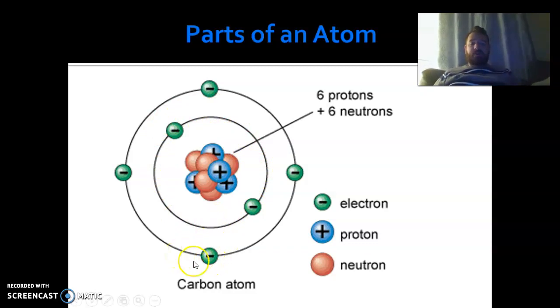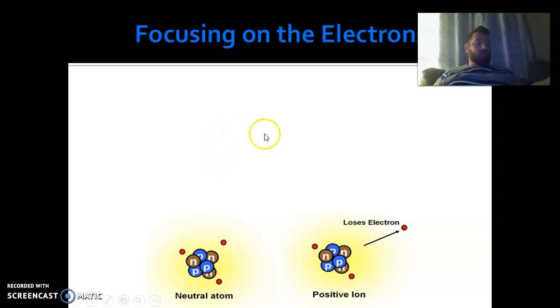You can see electrons on the outside of the nucleus with a negative charge, protons and neutrons inside the nucleus, with protons having a positive charge and neutrons having no charge. They are neutral. All right, so let's focus in on some electrons here, because that's going to be one of the main points of our section.